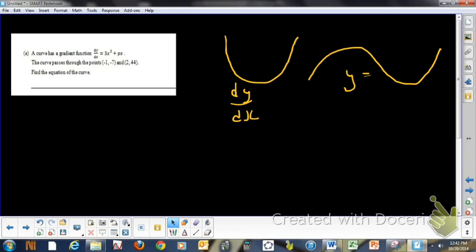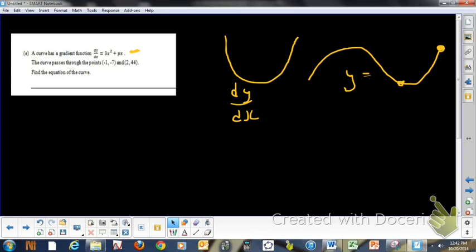So this graph is going to be a little tricky to show points like that. But -1 and -7 might be somewhere here, and 2 and 44 might be somewhere over here. But anyway, it passes through those 2 points, and we have to find the equation for that function. So we have to go about working our way backwards.